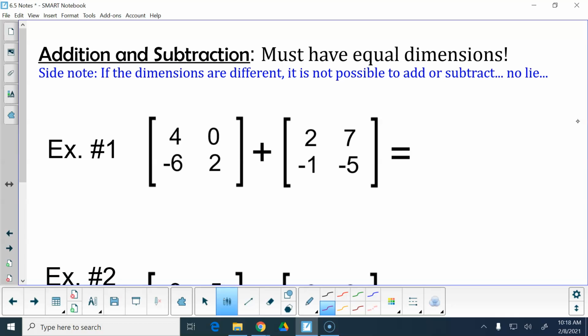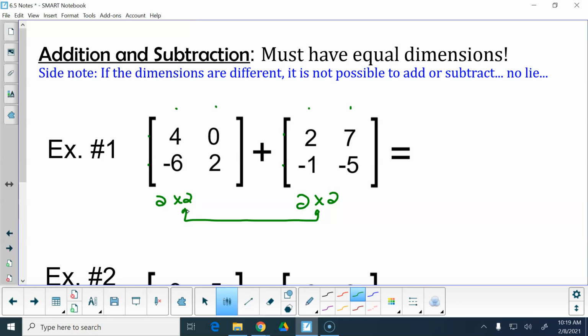So, in this first one, if they are the same size, and you will find that when you're dealing with matrices, you will always be doing a dimension check first. Okay? So this first matrix has 2 rows and 2 columns. The second matrix has 2 rows and 2 columns. These dimensions are exactly the same, so therefore we can add them.